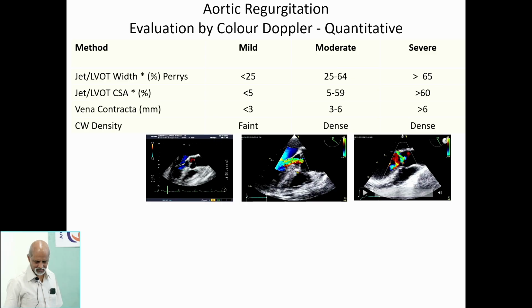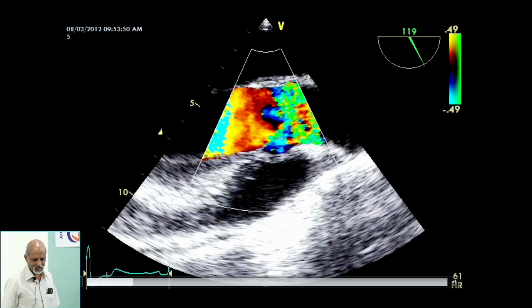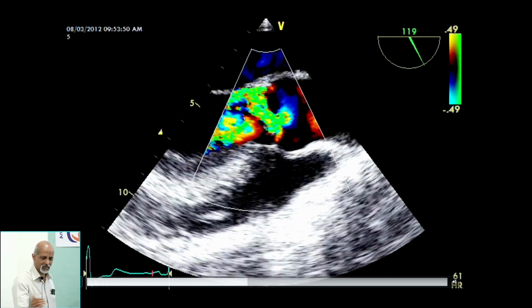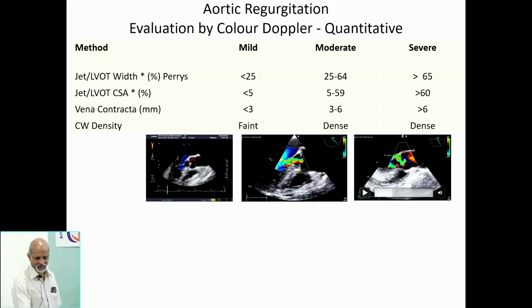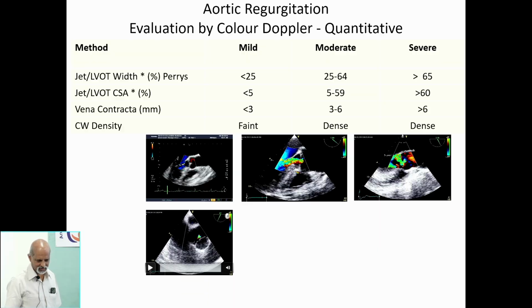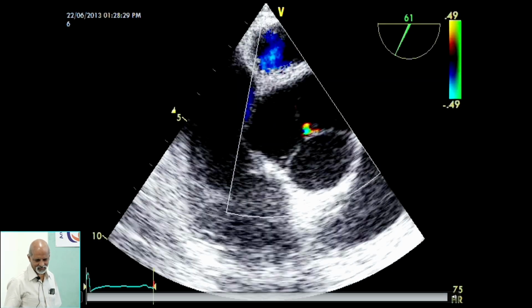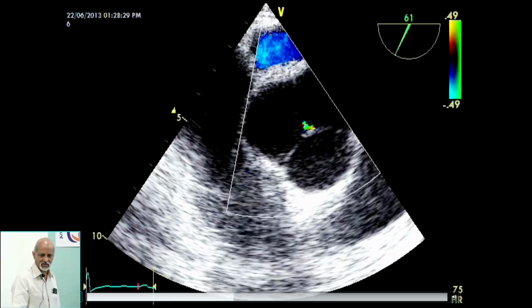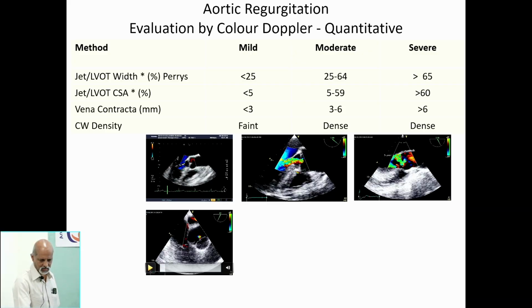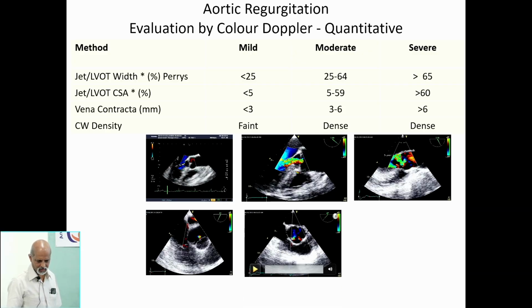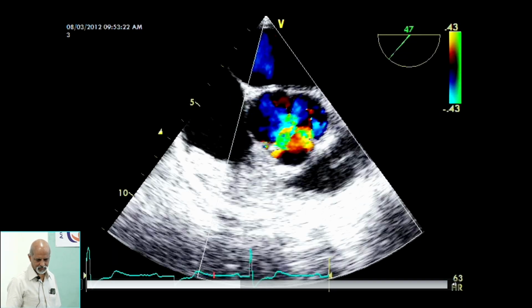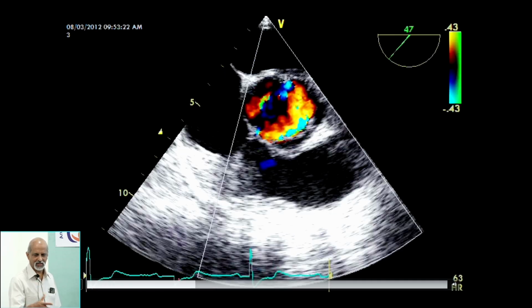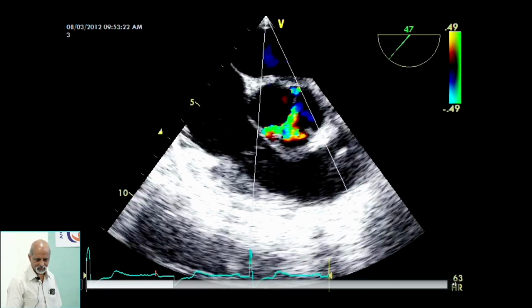And then this is a, and if you see there are 2-3 jets as well. There is an eccentric jet going down, and something which is going down. In this also you can determine that. In the short axis also, you can determine about the jet. You see here the eccentricity of the jet, or you can perceive it more over here in between the RCC and the NCC.